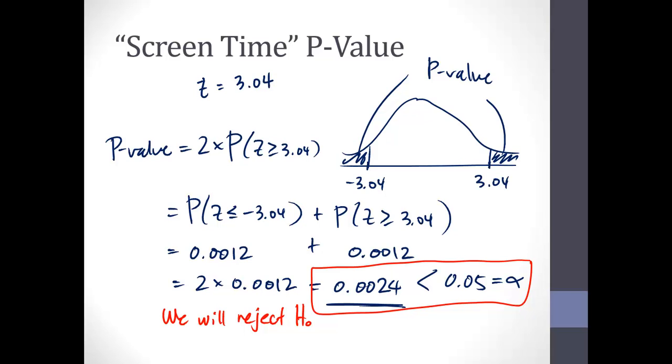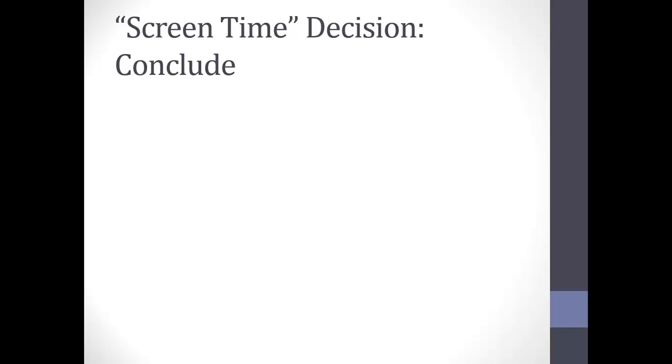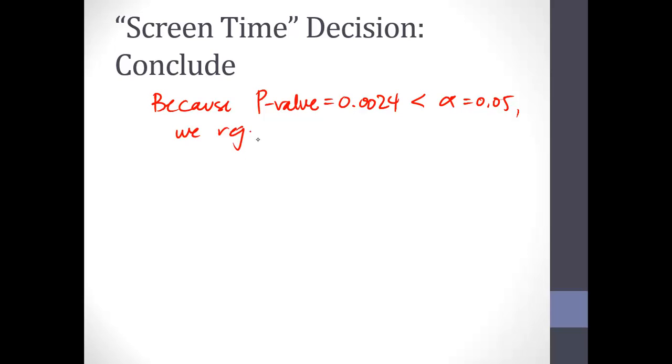All right, so just like with the confidence intervals, we did our calculation, but we're not quite done. We want to say what that means. Because the p-value, which was 0.0024, was less than alpha, which was 0.05, we will reject the null hypothesis. The important thing here is to say what that means. If I reject the null hypothesis, we get rid of it and go with the alternative instead. So we're going to be okay with the idea that Gavin's screen time is indeed different.